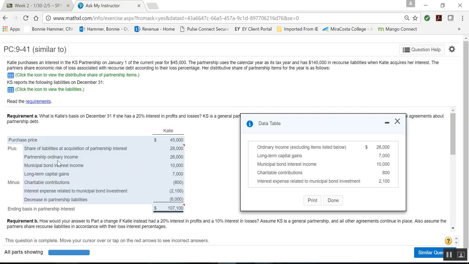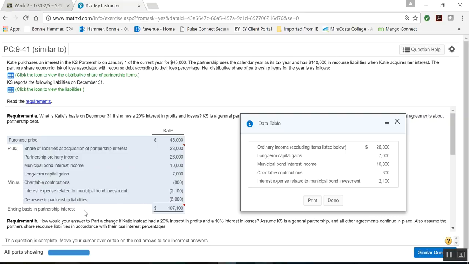So all we do is put those in here, and there were drop-downs where I could make choices over here to the left. And so I chose partnership ordinary income, and this is already multiplied out at her 20% amount. In this problem, you don't have to multiply it out. This isn't the partnership's items. This is her share of the partnership items because it says her distributive share, okay? So 26, the 10 of muni interest income, the 7 of long-term capital gains. Charitable contributions is -8. You can either put that in parens or put a minus before the 800. Then the interest expense is a negative 2,100.